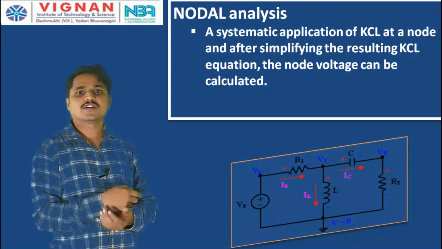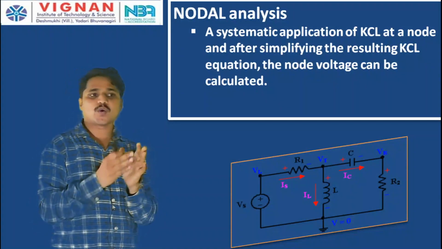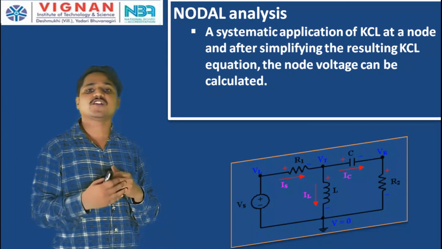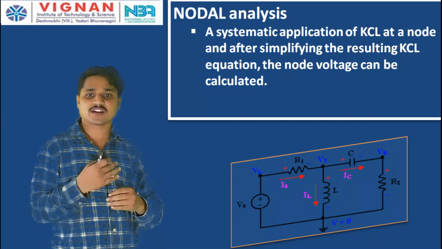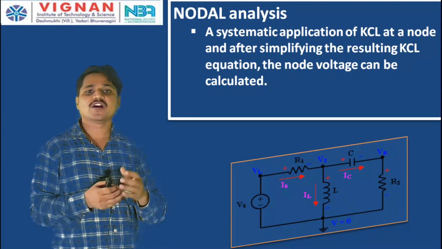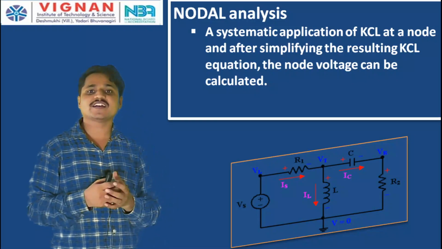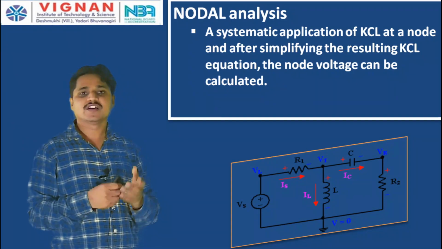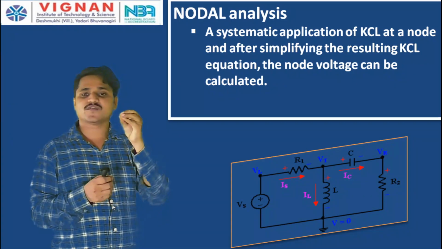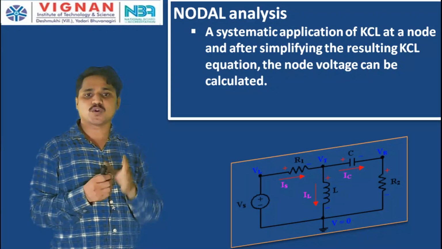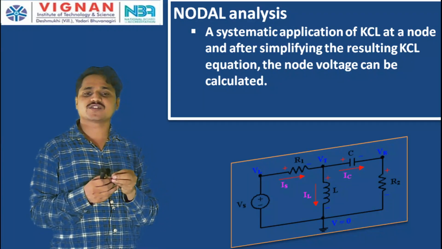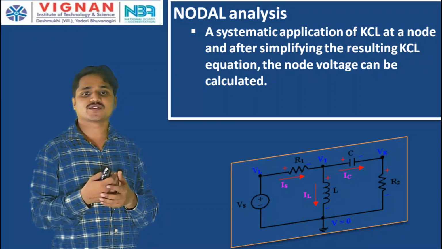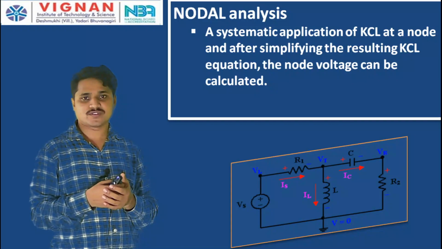Let us understand this nodal analysis. Nodal analysis is a systematic application of Kirchhoff's current law (KCL) at a node, and after simplifying the resulting KCL equations, the node voltages can be calculated. That means we apply Kirchhoff's current law at individual nodes, and by solving the resulting equations, we obtain the node voltages. This is called nodal analysis.